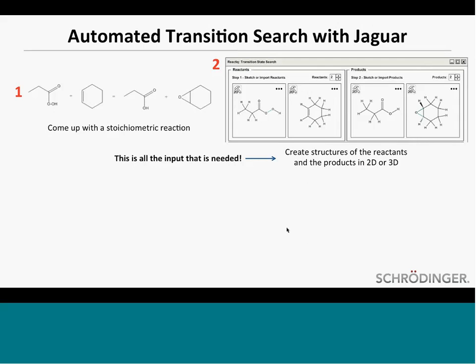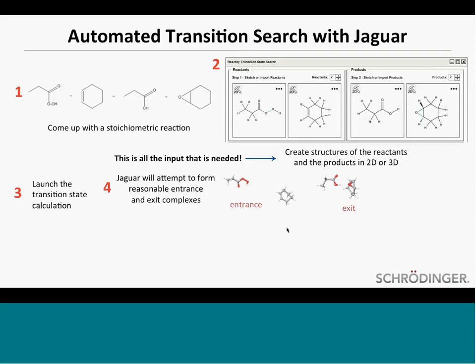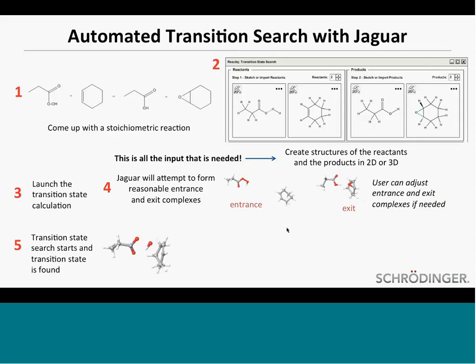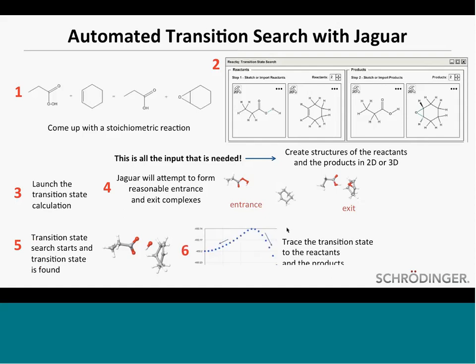Jaguar will then go and do all of the heavy lifting for you. So you launch the transition state calculation, and it's going to attempt to form reasonable entrance and exit complexes. How do these two molecules approach each other to form the transition state, and how do they leave each other after the transition state is formed? And you can adjust these if you need. Finally, the transition state search will start, and hopefully a transition state is found.